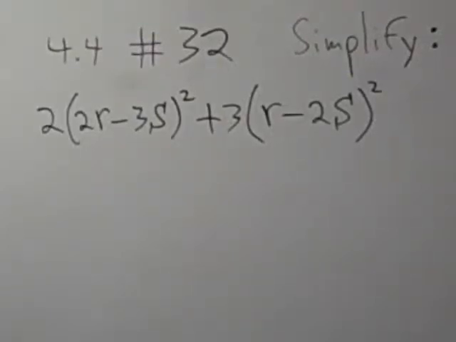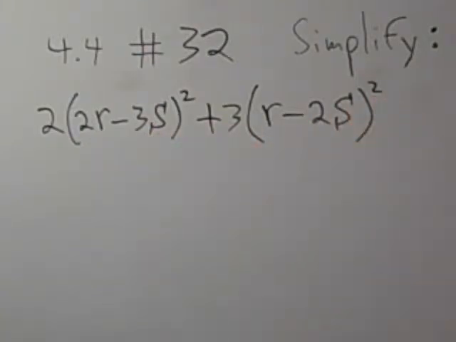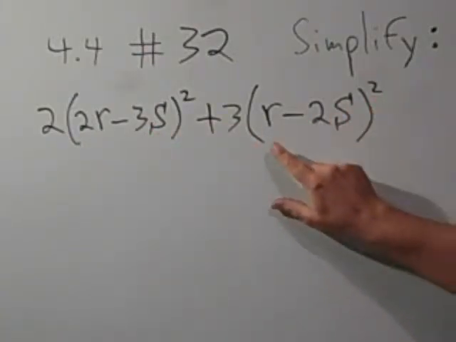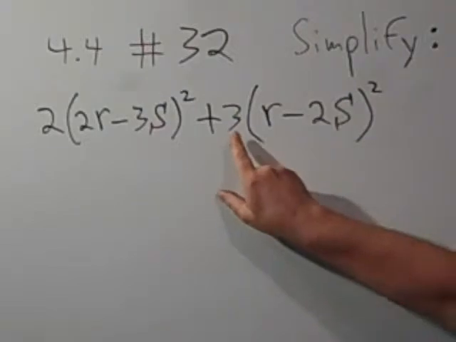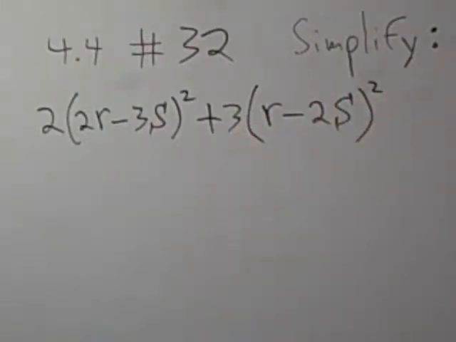Okay, in this problem we've got two binomials to square. Each of them is a difference of two terms. And we have to do the squaring of the stuff in the parentheses first, before we multiply times the numbers on the outside.